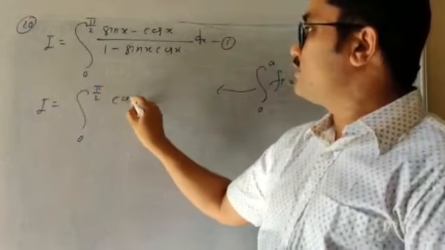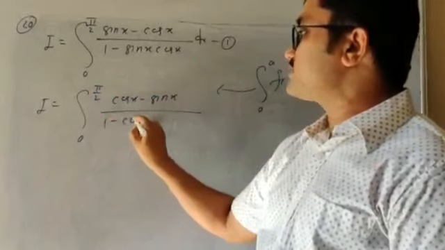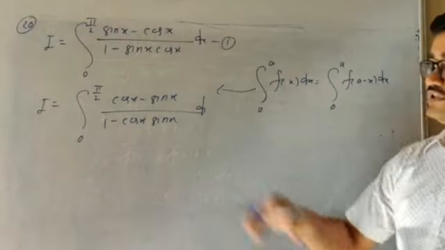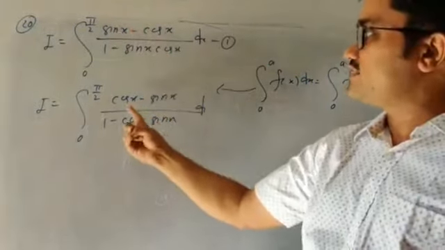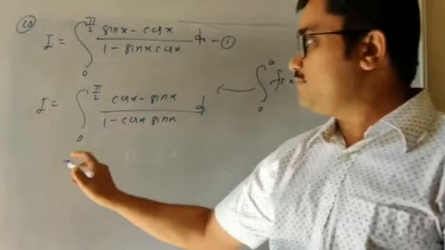It is cos of x minus sin of x. So it is 1 minus cos x and sin x. Now what is the difference between these two equations? It's just the difference of the position. There is sin and cos here, there is cos and sin. So if you take the minus sign outside, it will be similar to the first equation.